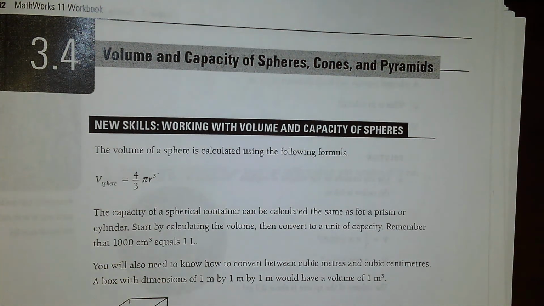All right, we are on to the next. So, very last section here, 3.4, volume and capacity of spheres, cones, and pyramids. A couple of formulas in this section that you should take note of.